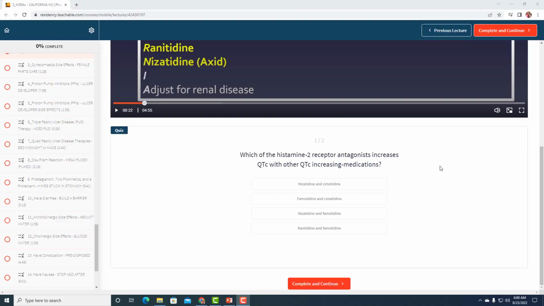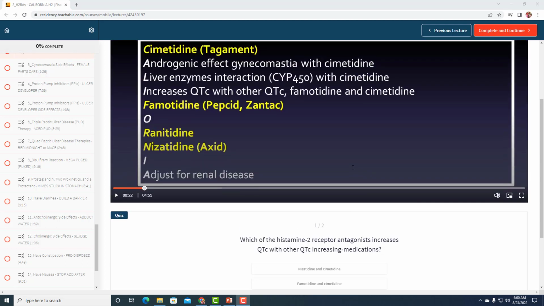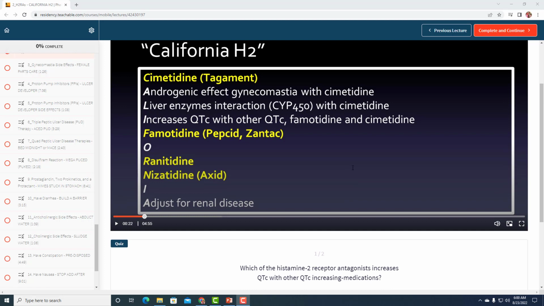All right, so let's go into the course, and we'll just do a couple questions. First one is, which of the histamine 2 receptor antagonists, H2RAs, increases QTC with other QTC increasing medications? Is it nizatidine and cimetidine, famotidine and cimetidine, nizatidine and famotidine, or ranitidine and famotidine? Just take a second to think about it. If you got famotidine and cimetidine, you got it right, and that was the I of our mnemonic. Increase QTC with other QTC, famotidine and cimetidine.